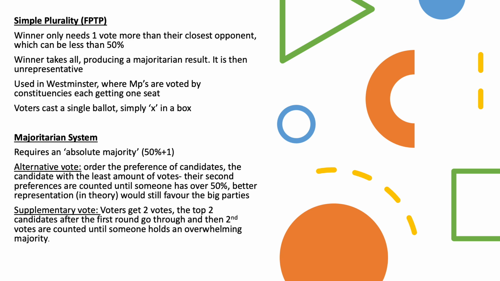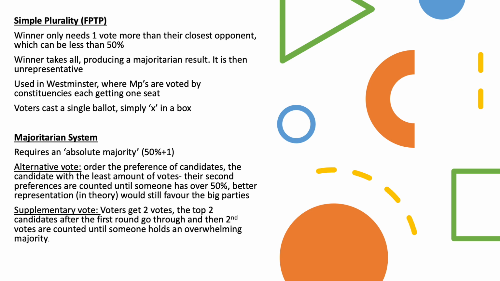Then you've got majoritarian systems, which require an absolute majority, so 50% plus 1. There are 2 of these that we learn about. AV, alternative vote, is where you order your candidates by preference. Say there's me and Charlie, and you put Charlie first and me second. The candidate with the fewest votes at the end of the first round gets kicked off, and everybody who wanted them first has their second preferences counted up and moved around.